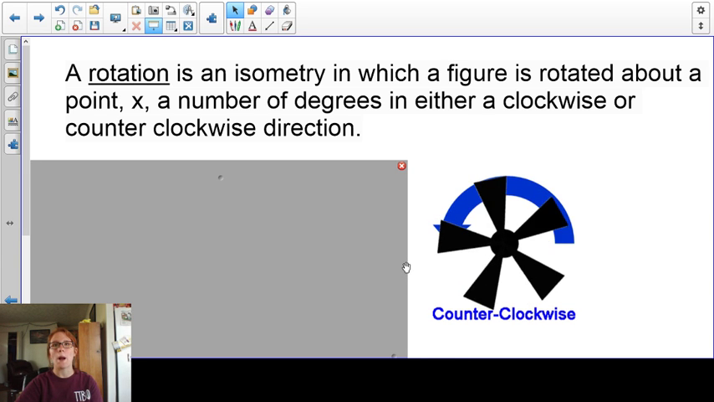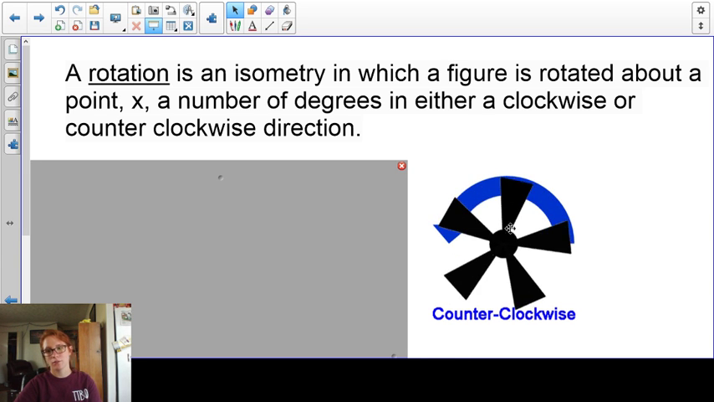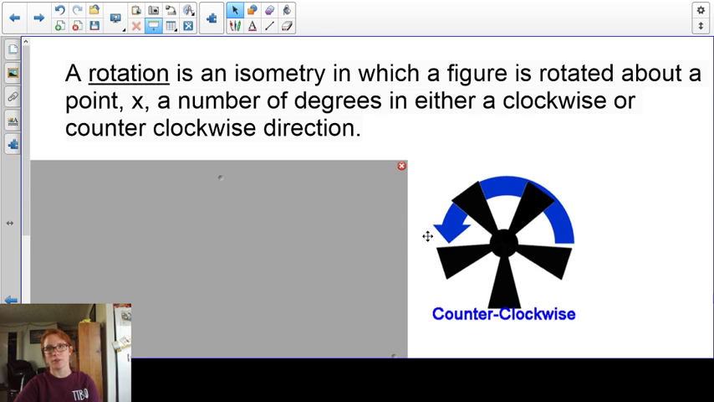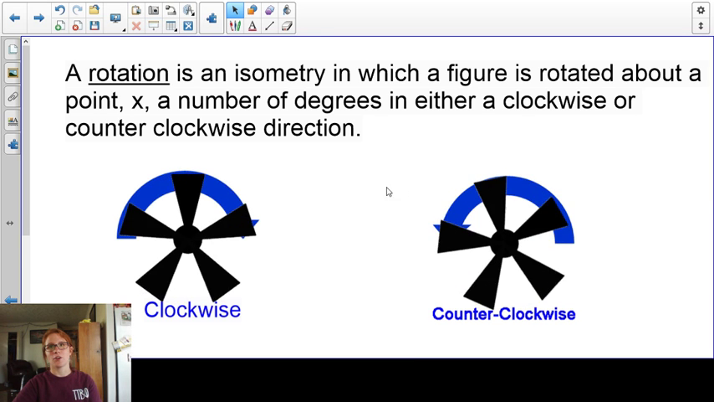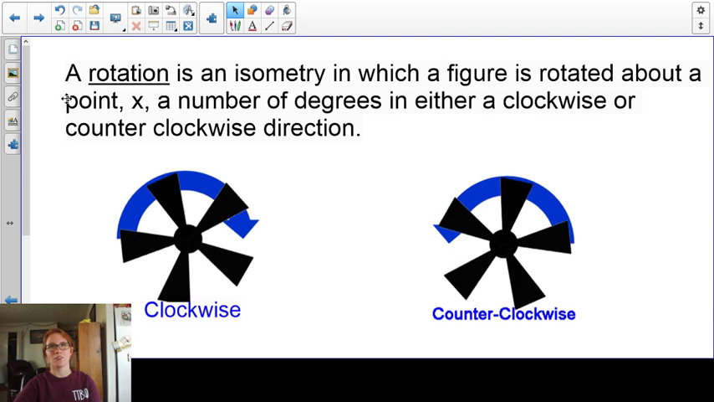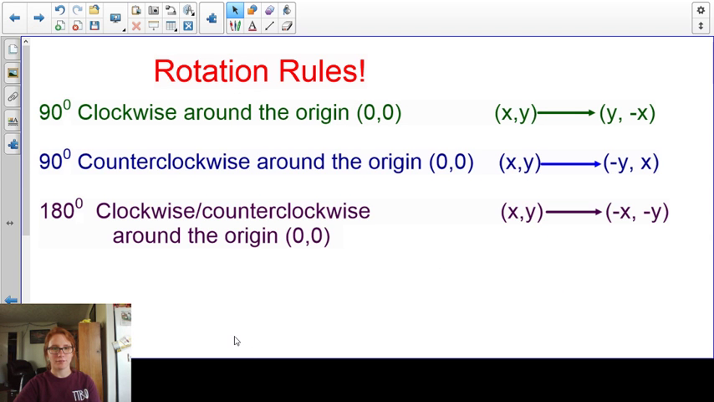Counterclockwise is when you go backwards. So you're counting down the clock. Because if I try and put these two together at the same time, I get a headache. So I try not to watch that.